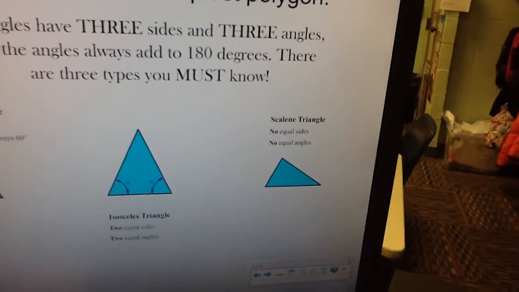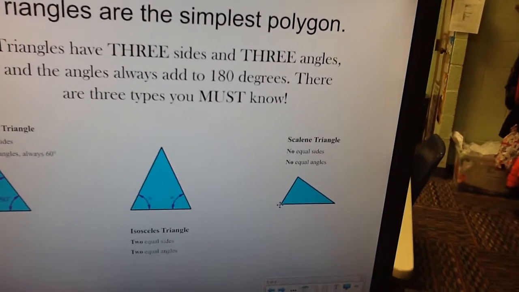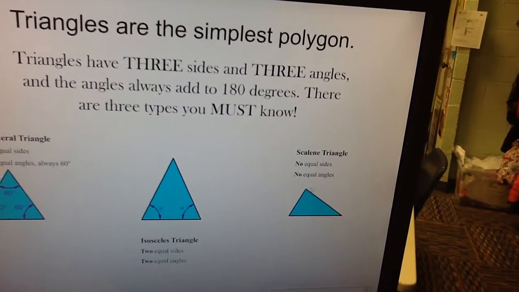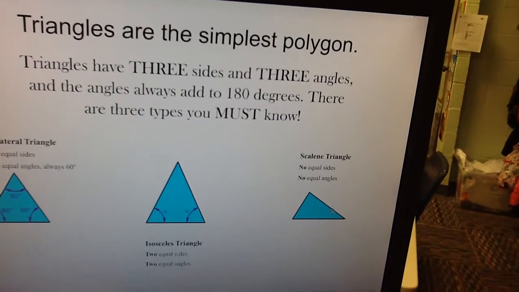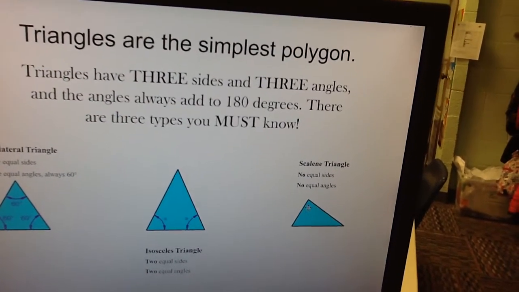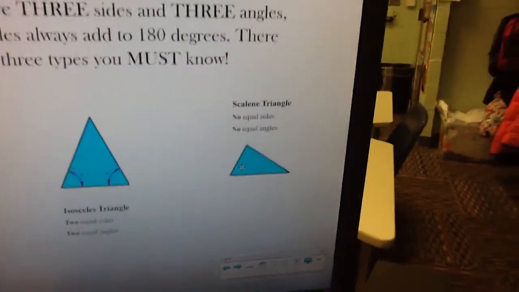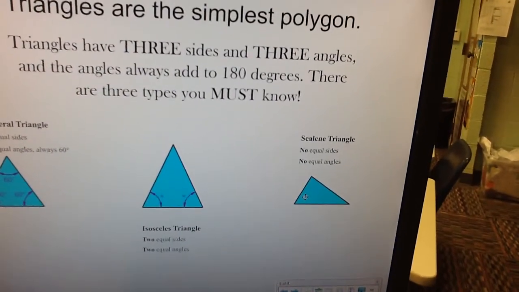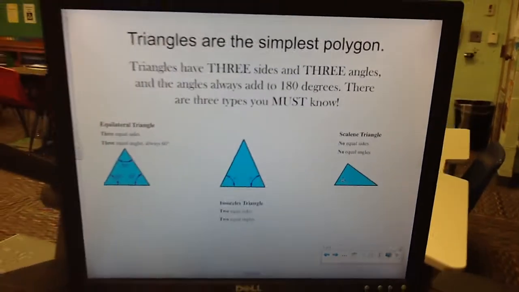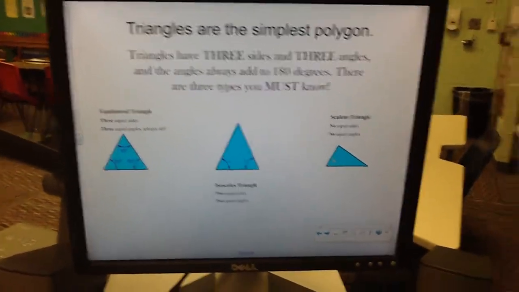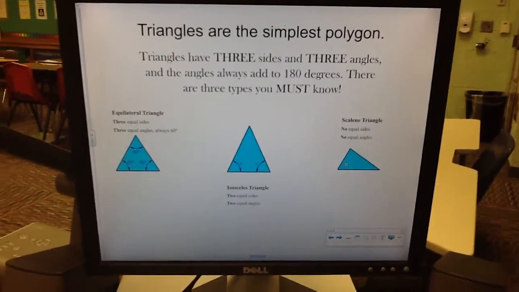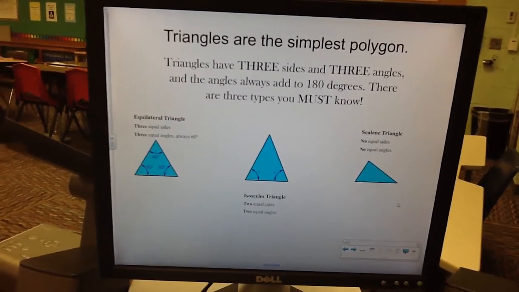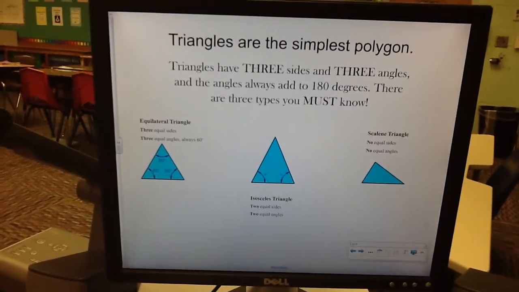Okay, finally, the scalene triangle. This side is a different length than this side, and this side is a different length than this side. All of the sides are different lengths. All of the angles inside, this one, this one, and this one, are all different. They do have to add up to be 180 degrees because it's a triangle, but they do not have any of the same angles, and that's what makes it a scalene. So you need to know an equilateral triangle, an isosceles triangle, and a scalene triangle, the definitions of each. Make sure you have those written down and you have them somewhere safe. You will need to know those for the test.